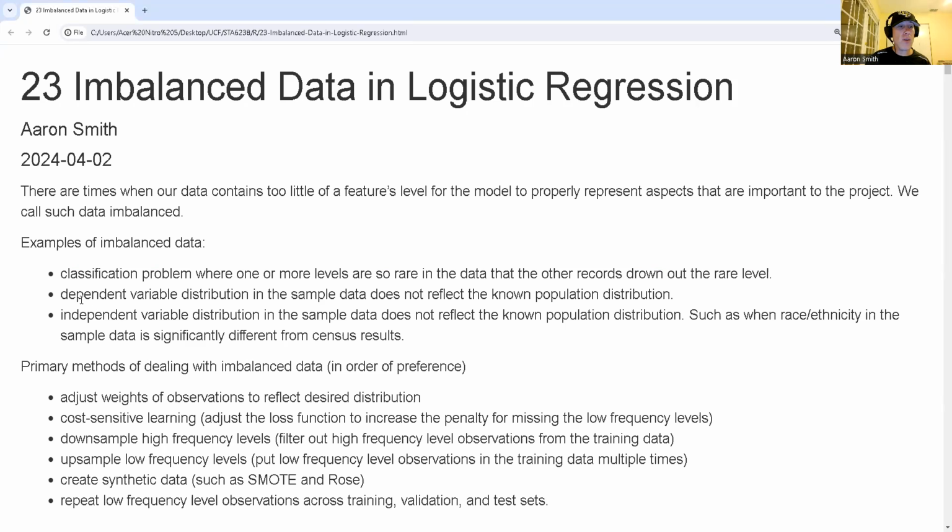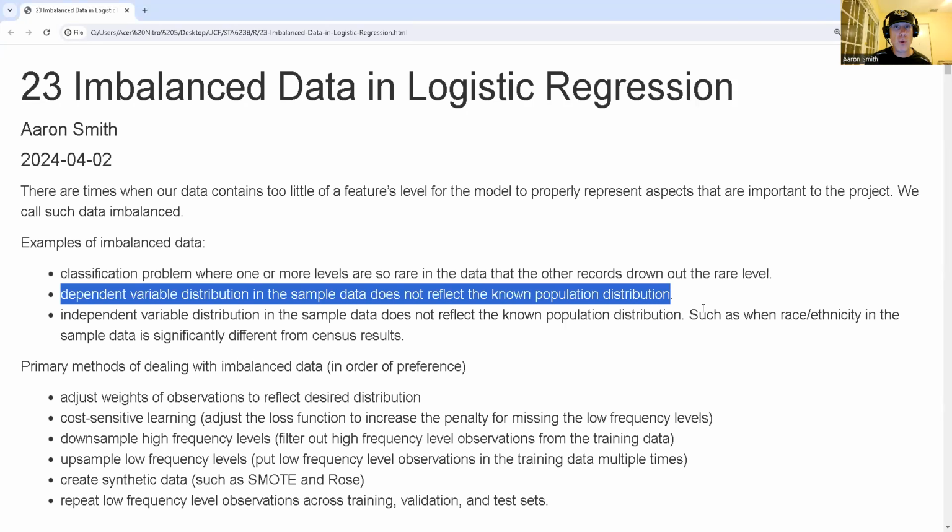Now, the next one is where our dependent variable, our target variable, the proportions do not reflect the known population distribution. So let's say that I know that 10% of the cases should be positive. And I go out, I collect my data, and I see, oh, 1% of the cases are positive. But I know from subject matter knowledge, from experience, from previous studies, that it should be 10%. Then I'm like, well, that's a problem. I know that I've got too few.